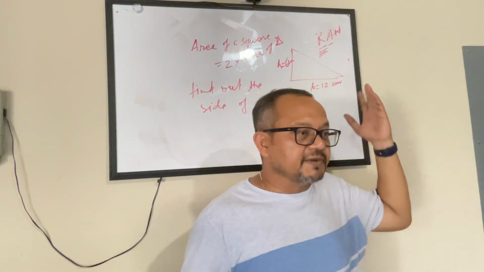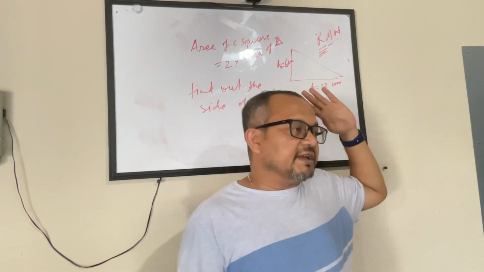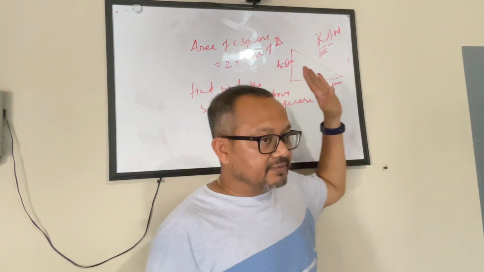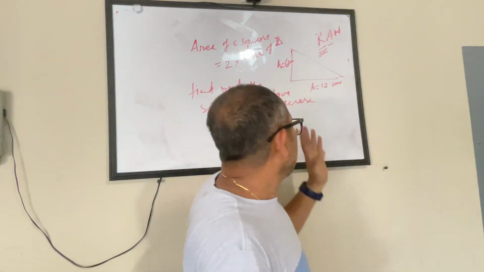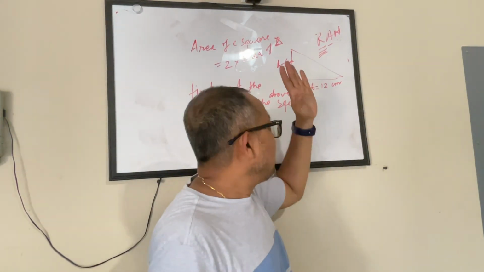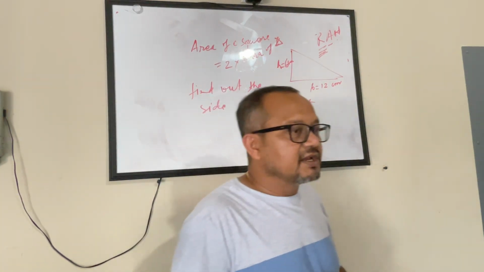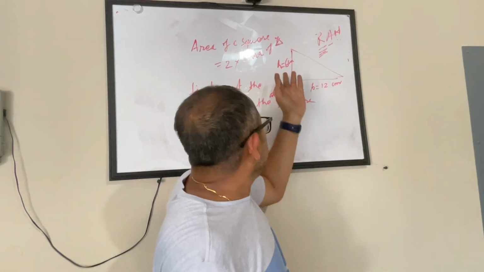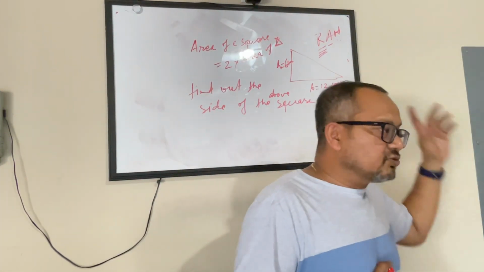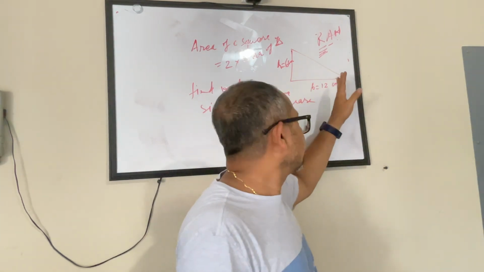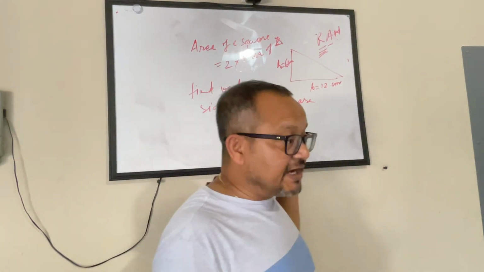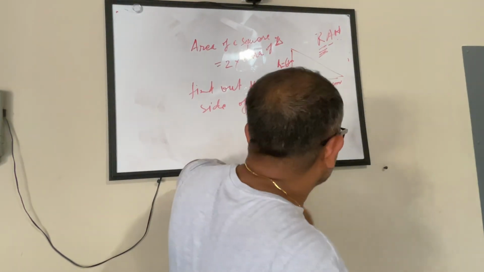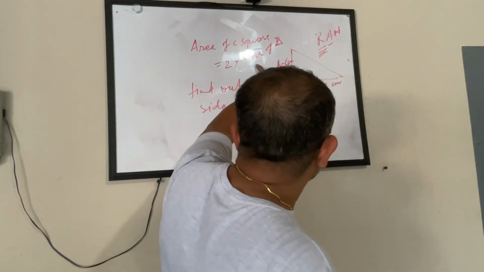So, first of all, let me read the question one more time. There is a right angle triangle with the base as 12 centimeter and the height as 6 centimeter. The area of a square is 2 times the area of this right triangle. Find out the side of the above square. So first of all, this is my right angle triangle. Area of the square is 2 times the area of this guy.